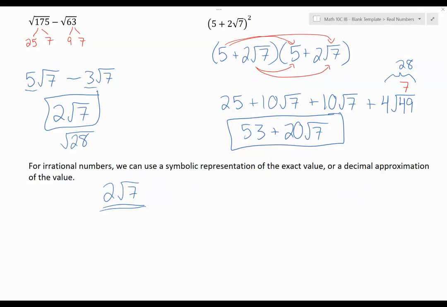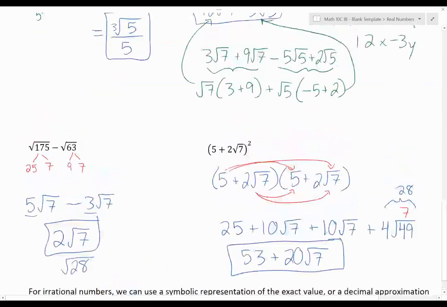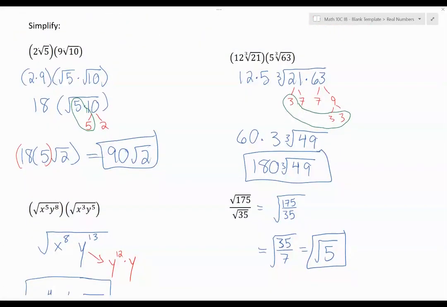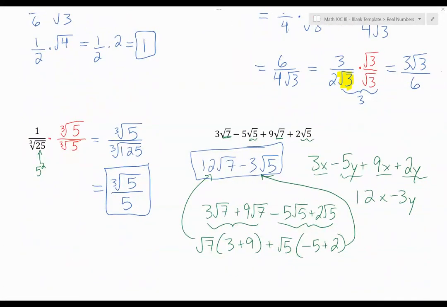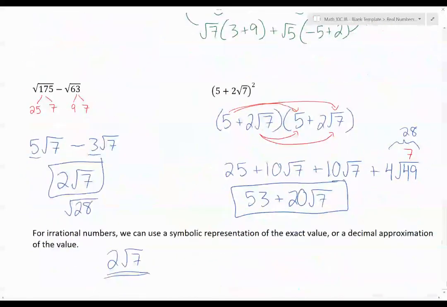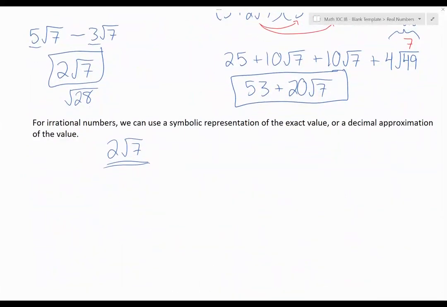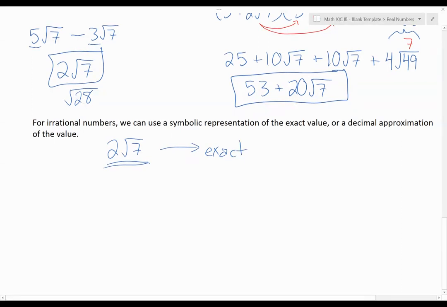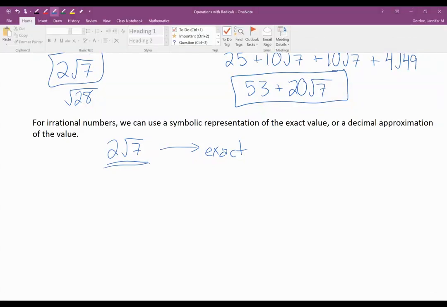If I want my answer expressed as an exact value, then I express it the way I've been expressing all of these before. Root 5 is an exact value. 90 root 2 is an exact value. If I have root 3 divided by 2, or 12 root 7 minus 3 root 5, these are all exact values. If I want just an approximate value, then I would need a decimal approximation. So if we consider 2 root 7, this is the exact representation of the answer. If I wanted a decimal approximation, I could find a decimal approximation of root 7 and then multiply that by 2. But this is where it's almost always easier to use the whole radical.